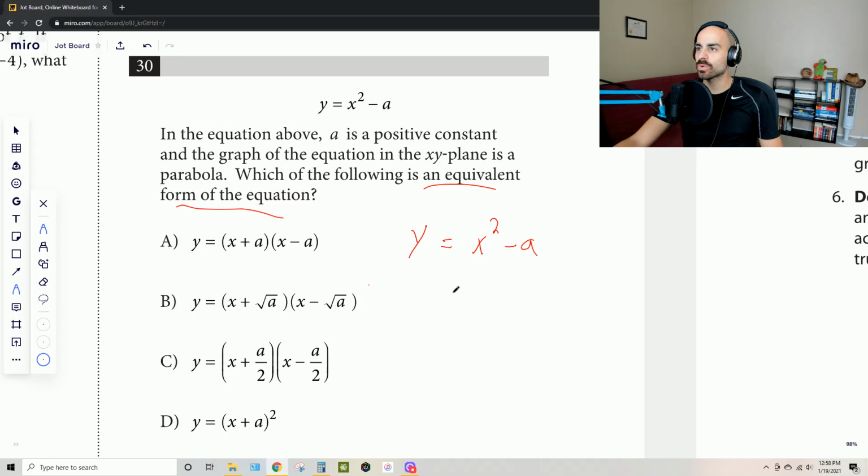What's the perfect square root of x? Well, that would just be x. What's the perfect square root of a? Well, in this case, it's hard to think of, but it's just the square root of a. And thankfully, the answer choices kind of give us a hint towards that. This is the correct answer.